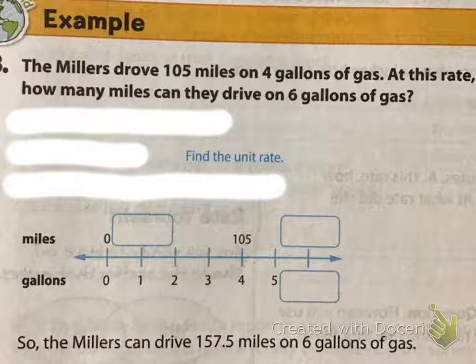The Millers drove 105 miles on 4 gallons of gas. At this rate, how many miles can they travel on 6 gallons of gas? So we're going to set up our fraction the same way. They say find the unit rate, which I suggest, by the way, but there's several things. What's our initial ratio? Who can tell me the initial ratio? It's going to be forming a number sentence. So just read the question and pull out the numbers. What's our initial ratio? Elsie?